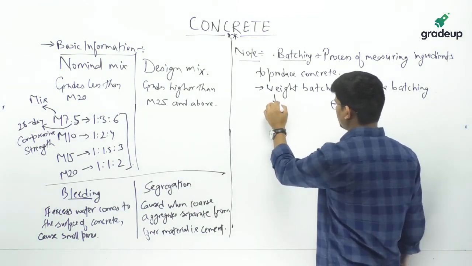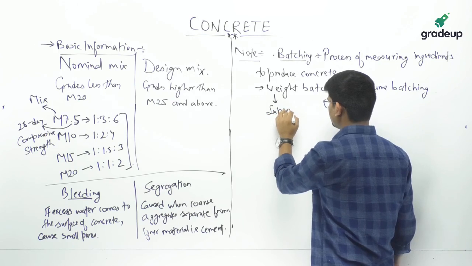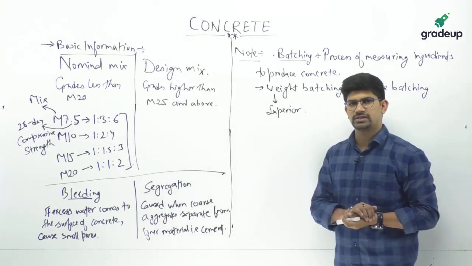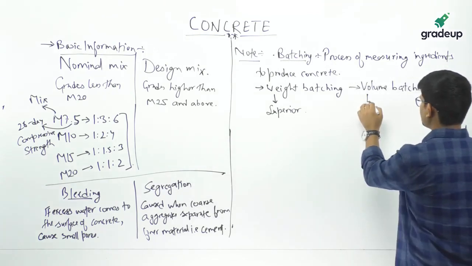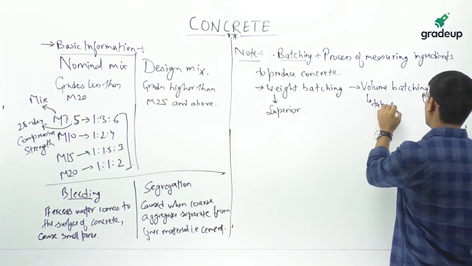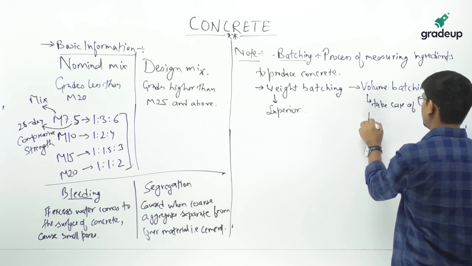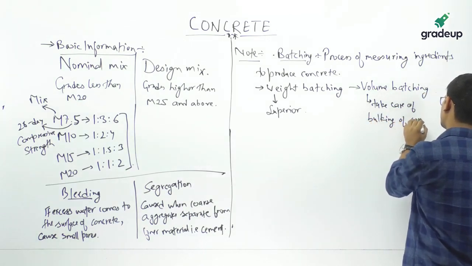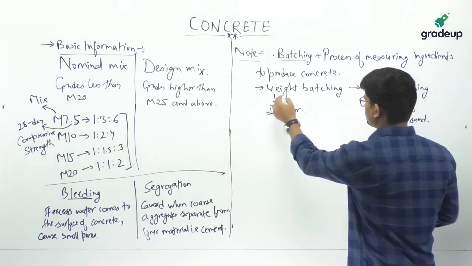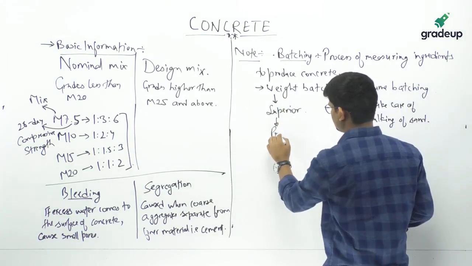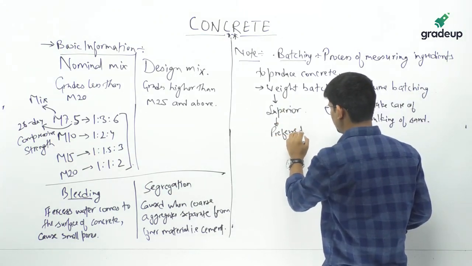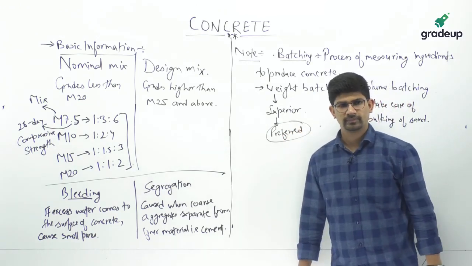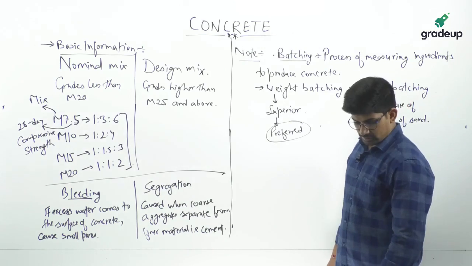Now weight batching is the superior one, because for this you don't have to take care about the bulking of sand, while in volume batching you have to take care of bulking of sand. So weight batching is superior, hence it is generally the preferred one for batching.